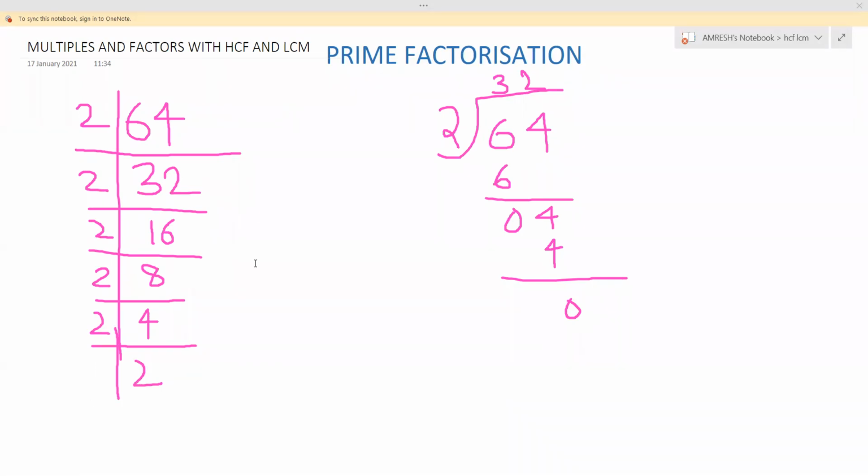Now just write 2 into 2. How many 2's are there? See, 1, 2, 3, 4, 5, 6. Don't forget this, write this number. So 6 2's are there, equal to 64. So this is the division method.